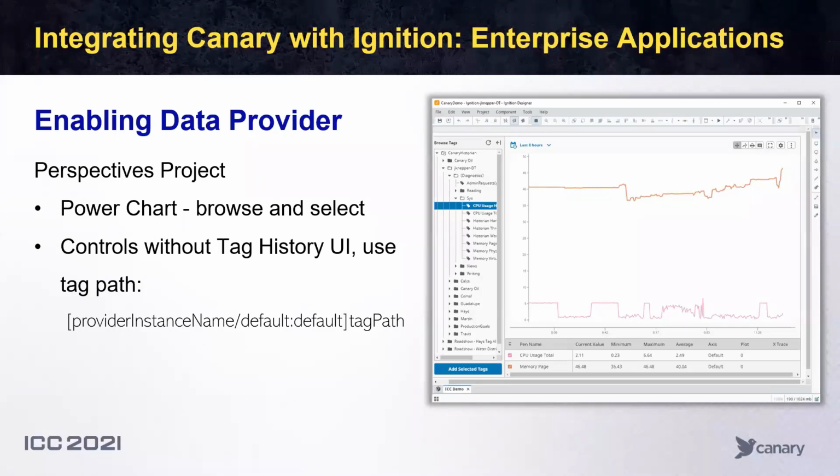Additionally, if I don't have a UI, like in some Perspective instances, I may not have a tag history UI or tag picker. We can also just provide the tag path. And so I can pull directly from the tag path through the historian.